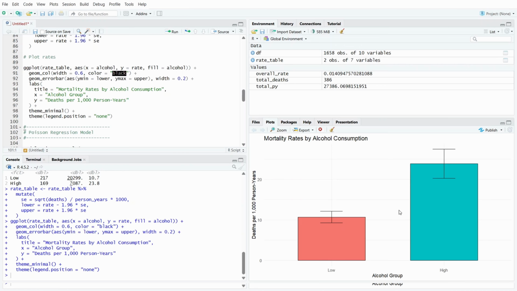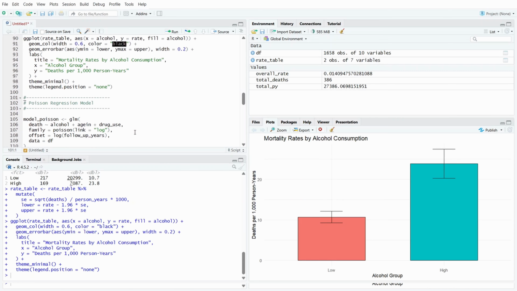From a public health perspective, this plot suggests a strong association between higher alcohol consumption and increased mortality. However, it's important to remember that these are still unadjusted rates. Other factors like age or drug use could be influencing this difference.